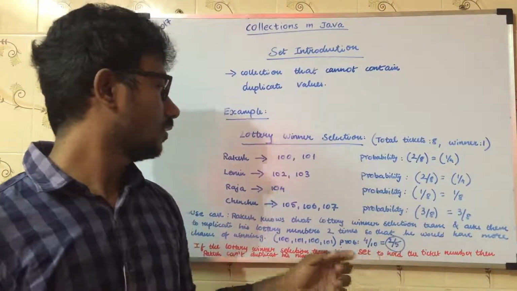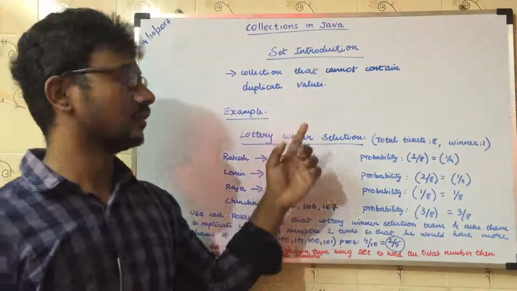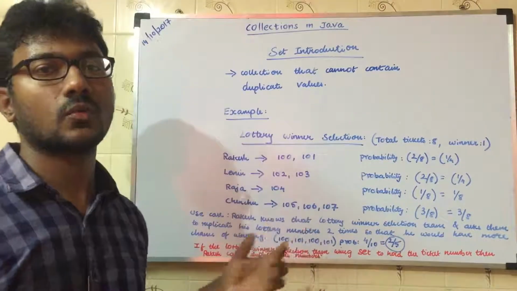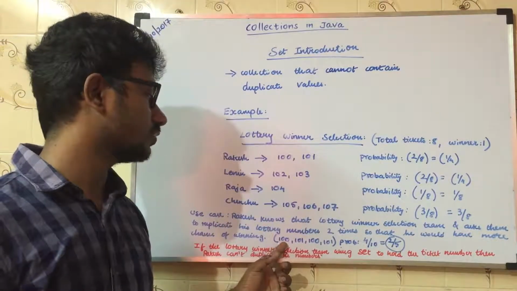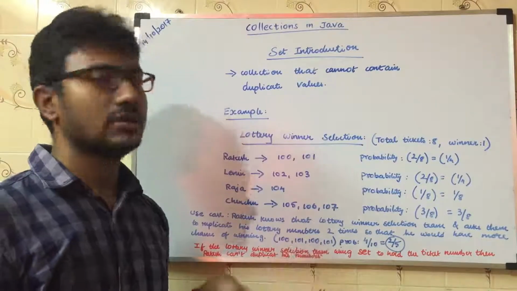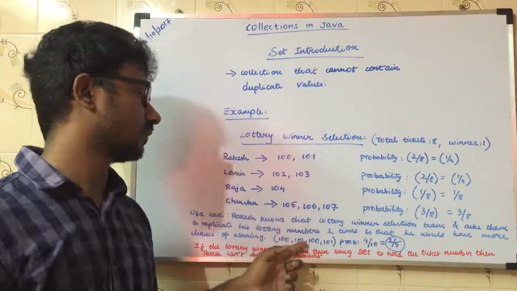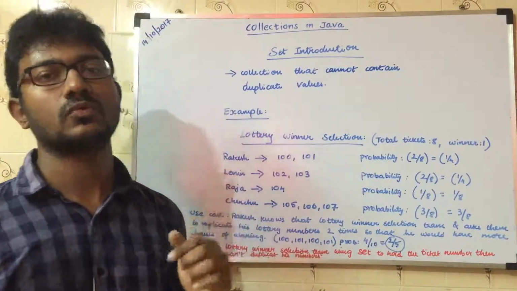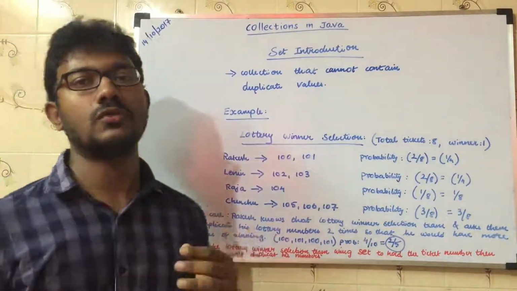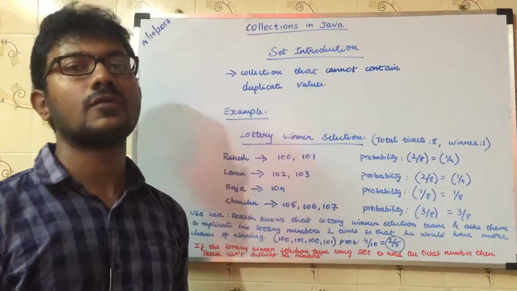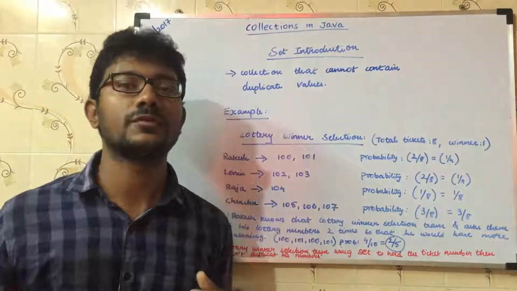So 2 by 5. If the system is using a Set, then it won't allow this operation, because 100 is already present, so it won't allow this duplicate value. Already 101 is present, so it won't allow this duplicate value. So that's the power of Set. Set won't allow duplicate values. That's the single-line definition. For more details, please watch the further videos.